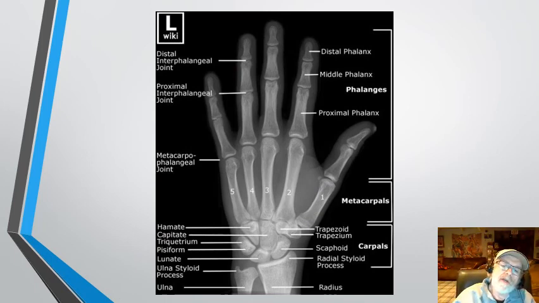This is just another X-ray. Here's the navicular. Here's the lunate. Here is the triquetrum. You see a little bit of the pisiform, sitting behind it right there. Here's the capitate. Here's the hamate.